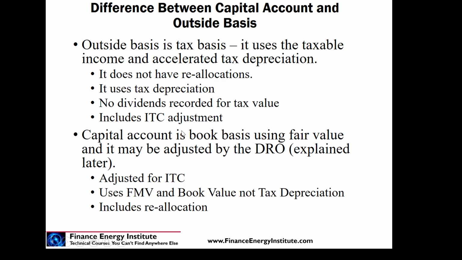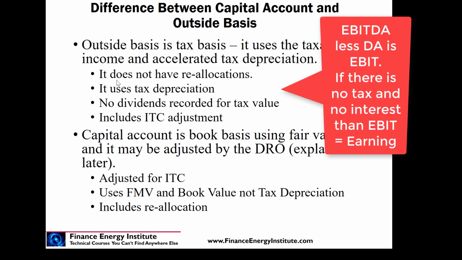Okay, and then now we have two different methods. This one thing that's called outside basis, that's what I'm going to talk about now. And I'm going to make a little model of that. This uses taxable income, not book income, and that means it uses accelerated tax depreciation to compute income. We have EBITDA, we have no taxes, no interest, because I'm assuming no interest, so EBITDA. We have to take away DA, and then we get EBIT. But we don't have any I, so that gives you EBT. We don't have any T, that gives us earnings, period.